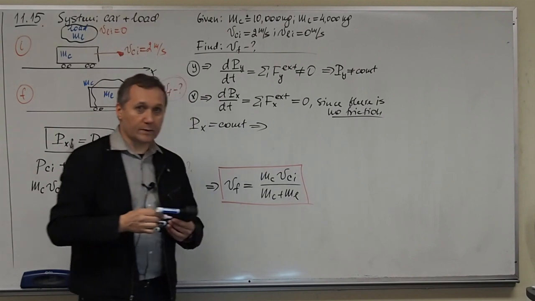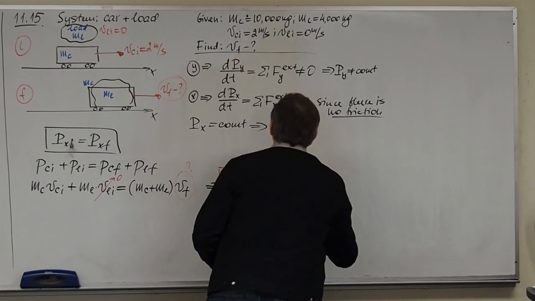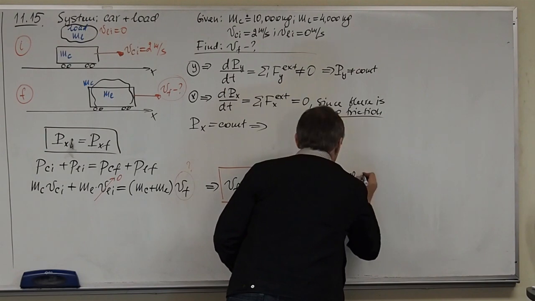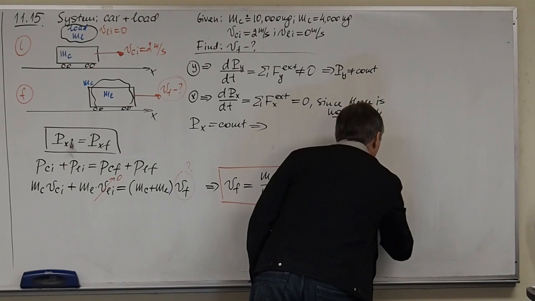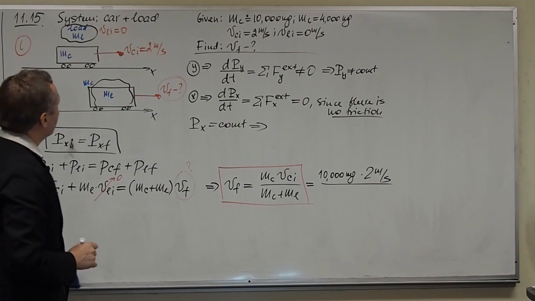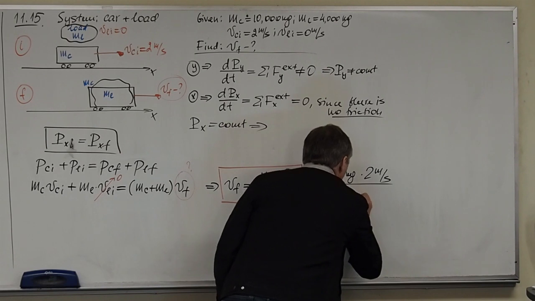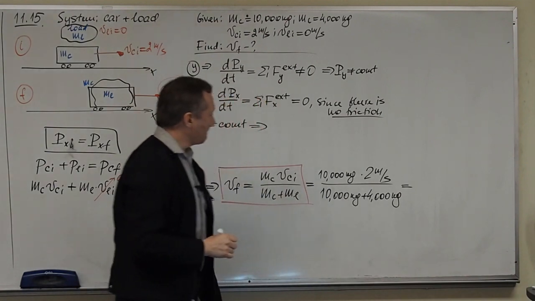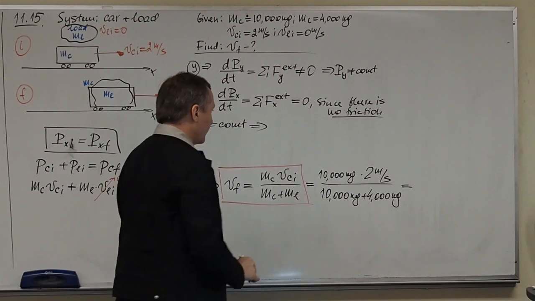So now let's plug in numbers to get the answer. Of course, the mass of the car is 10,000 kilograms times velocity 2 meters per second, divided by 10,000 kilograms plus 4,000 kilograms. So the answer will be 1.4 meters per second.